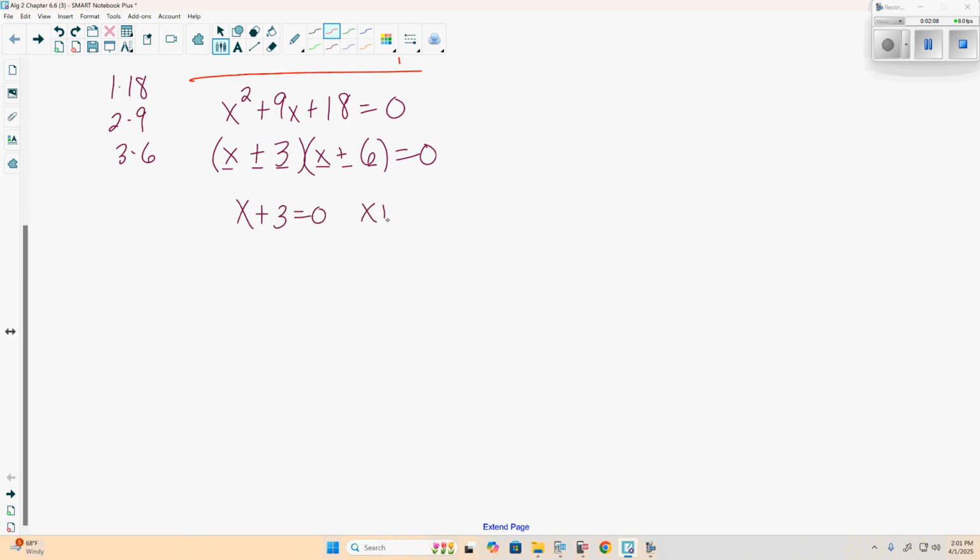Zero product property says whenever we have 2 or more things multiplied together that equals 0, one of them has to be 0. For our x plus 3, we would subtract 3 from both sides, giving us x is equal to negative 3. For x plus 6, we subtract 6 from both sides, telling us x is negative 6. So we have negative 3 and negative 6.